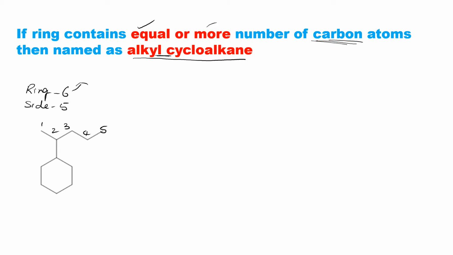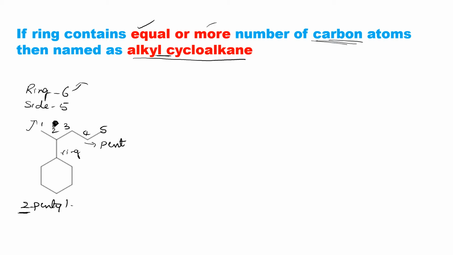So here what is your alkyl? The side chain is your alkyl, and this one is the ring. So here it should be named as 2-pentyl. Why did I write 2-pentyl? Because here this side chain is five carbons, the root word is pent. But to this pentane, at the second position, the ring was attached. That's why I wrote the suffix here: 2-pentyl.